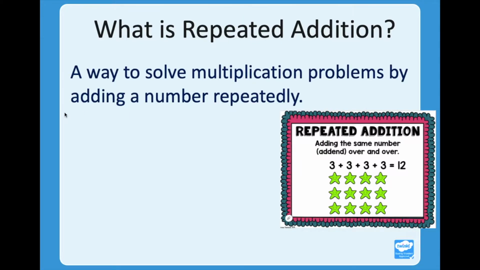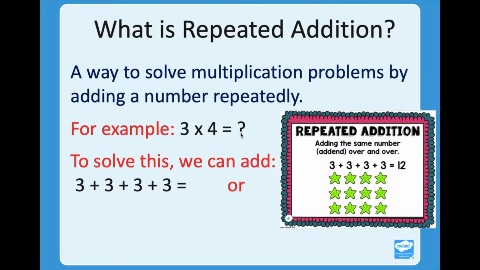So repeated addition is a way to solve multiplication problems by adding a number repeatedly. For example, 3 times 4, or, like we learnt on Monday, 3 groups of 4 equals. So we can solve this two different ways. We can add 3 4 times because this number tells us how many times to add 3. 3 plus 3 plus 3 plus 3. And can you see how I added 3 4 times? Because that's what it says.